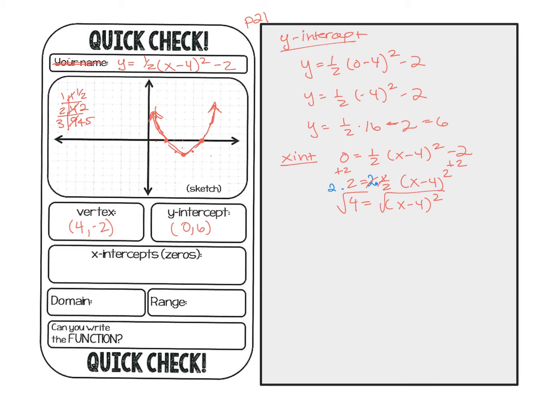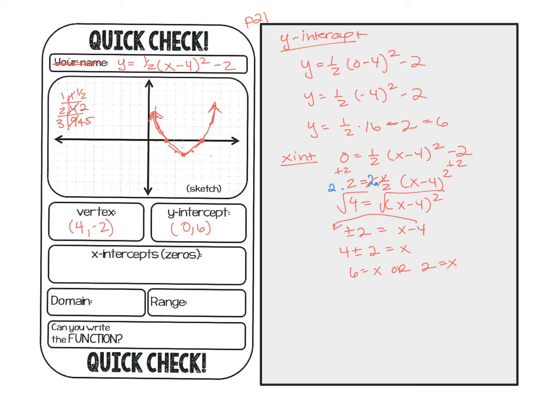Take the square root of both sides. I get plus or minus 2 equals x minus 4. And then lastly, I'm going to add 4 to both sides, slipping it in front of my plus or minus. When I add 4 to both sides, I get 4 plus or minus 2 equals x. So it looks like my x-intercepts are going to be 6 or 2. And I can actually see them on my graph.